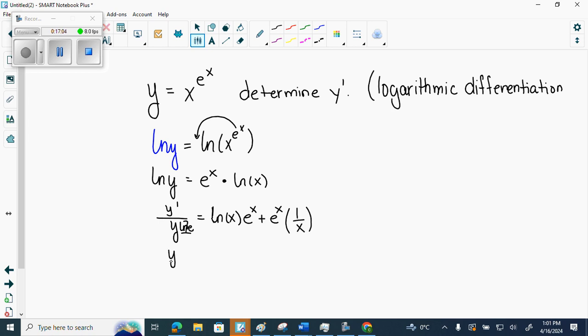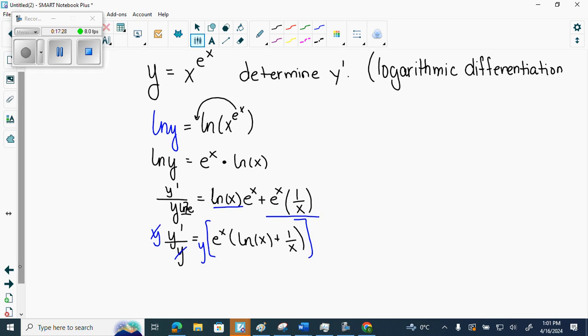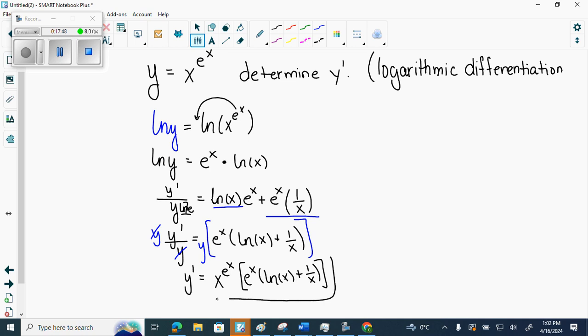Okay, so I have y prime over y equals, what can I take out of these two terms? E to the x. Then I'm left with ln of x plus 1 over x. And then I have to remember to bring my y up. Remember with logarithmic differentiation, that's your very last step, is to bring that y up and then actually fill in what y is, which is x to the e to the x. So I'm going to get y prime equals, instead of a y, I'm going to put x to the e to the x, times e to the x, times ln of x plus 1 over x. Done. We agree?